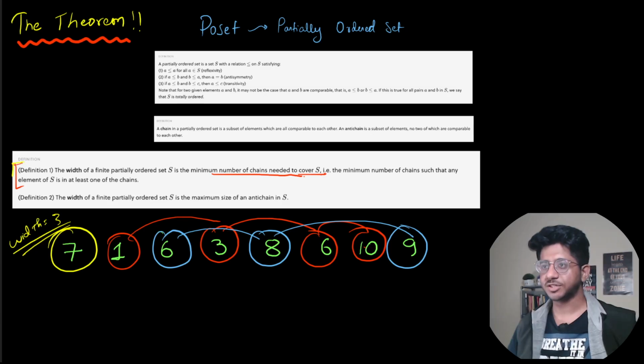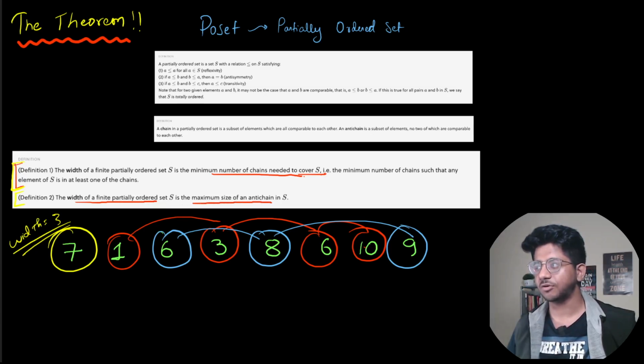This is the main definition of the width. And there is a second definition which comes into the picture for this particular problem: the width of a finite partially ordered set is the maximum size of an anti-chain in S. Now, this is what we call Dilworth's theorem. The width of a finite ordered set S is the maximum size of an anti-chain in S.